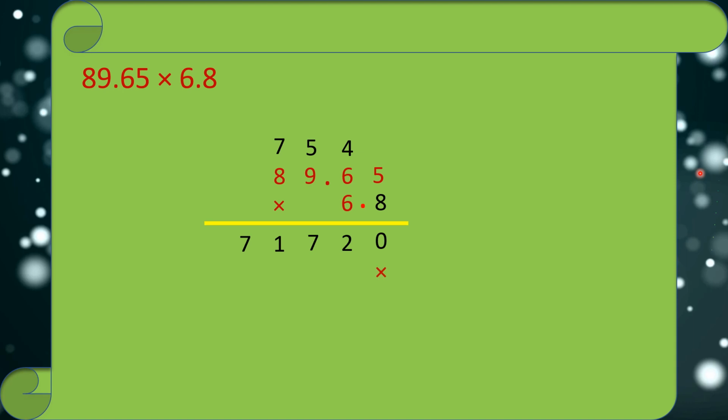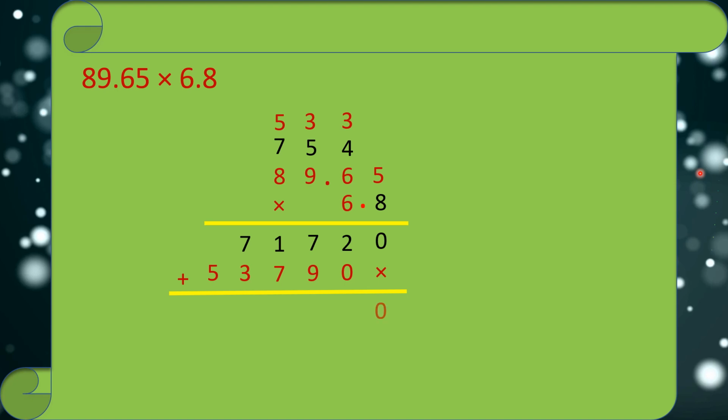Now we will write a cross and then we will multiply by 6. 6 5s are 30, we will write 0 here, 3 as carry, 6 6s are 36 plus 3 is 39, we will write 9 here, 3 as carry, 6 9s are 54, 54 plus 3 is 57, we'll write 7 here, 5 as carry, 6 8s are 48, 48 plus 5 equals 53, so we will write 53 here.